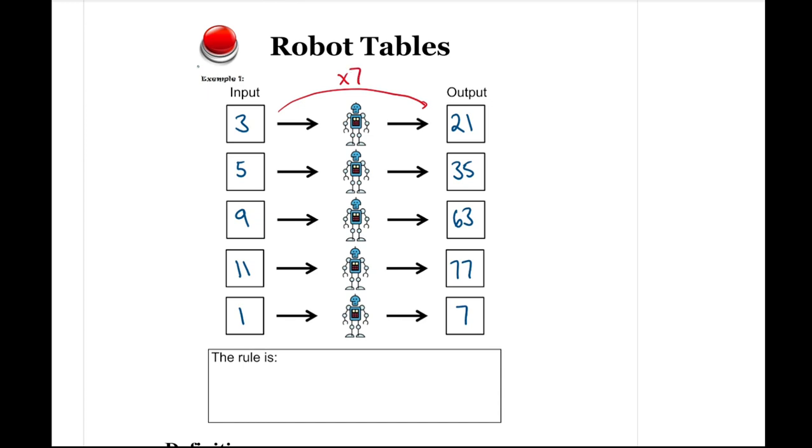So for our rule, we could say the input number multiplied by 7 equals the output. We could say multiply by 7. And if you remember, you might be able to put this into a formula, something along the lines of y equals 7x. We're basically saying a number times 7 is going to equal another number.